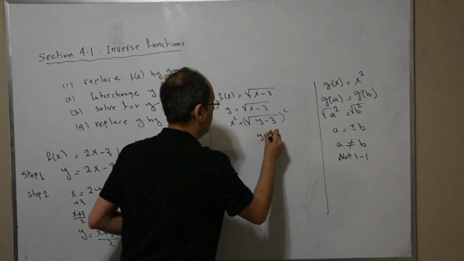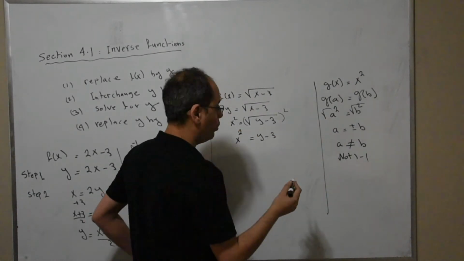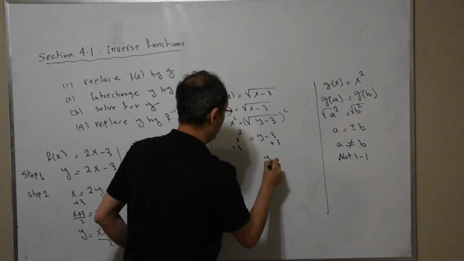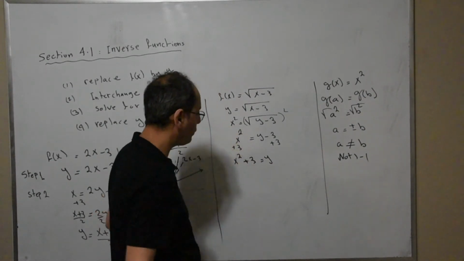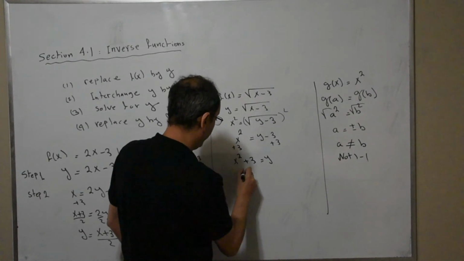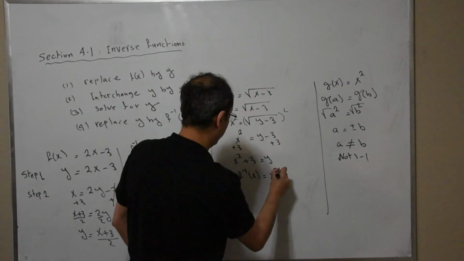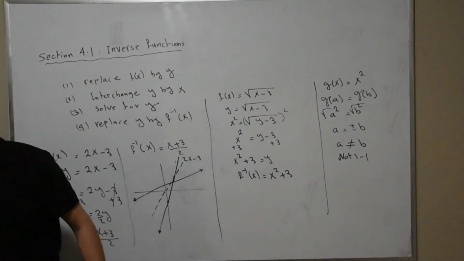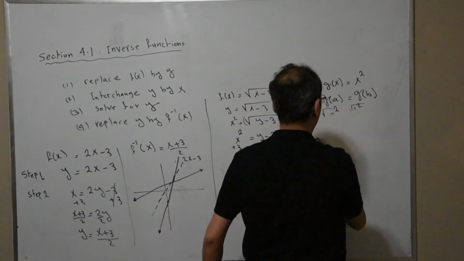So I have y minus 3 is x squared. And now I'm solving for y, so I'm adding 3 to both sides. And I have here y is x squared plus 3. Now I replace y by f inverse of x. So f inverse of x is x squared plus 3. Now let's graph both of these and see how they reflect about y equals x.